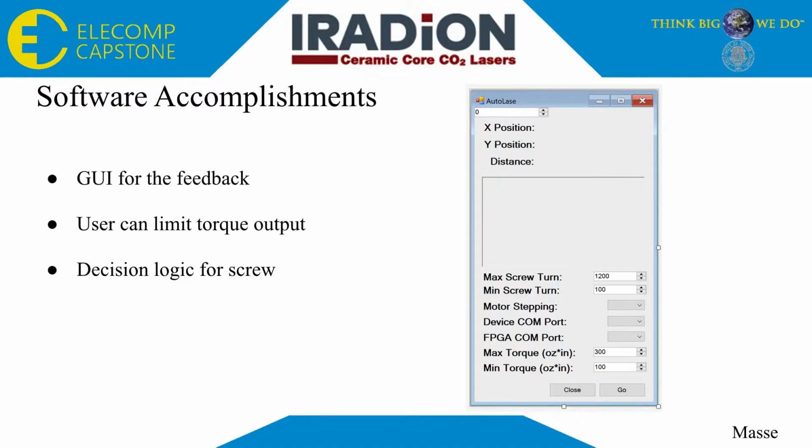In C#, we also created the GUI. At the top, you can see the X and Y position of the autocollimator in real time. And the GUI allows the laser technician to decide whether they want to go based off turns or torque output.